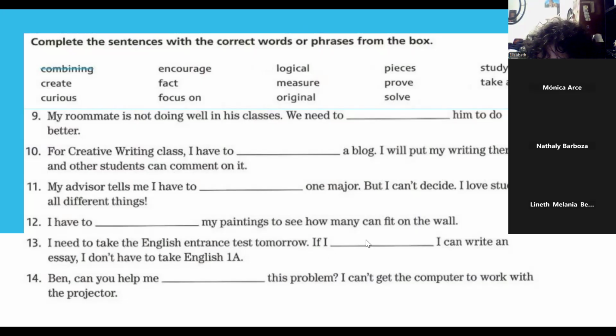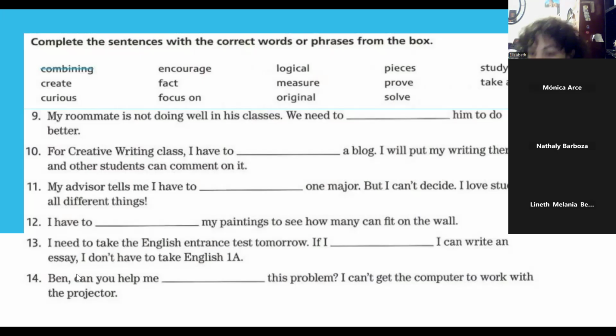So if I prove, yo les pruebo que puedo escribir eso. Prove. And the last one, Ben, can you help me solve this problem? Can you help me solve? Perfect. Okay, thank you. Let's continue.